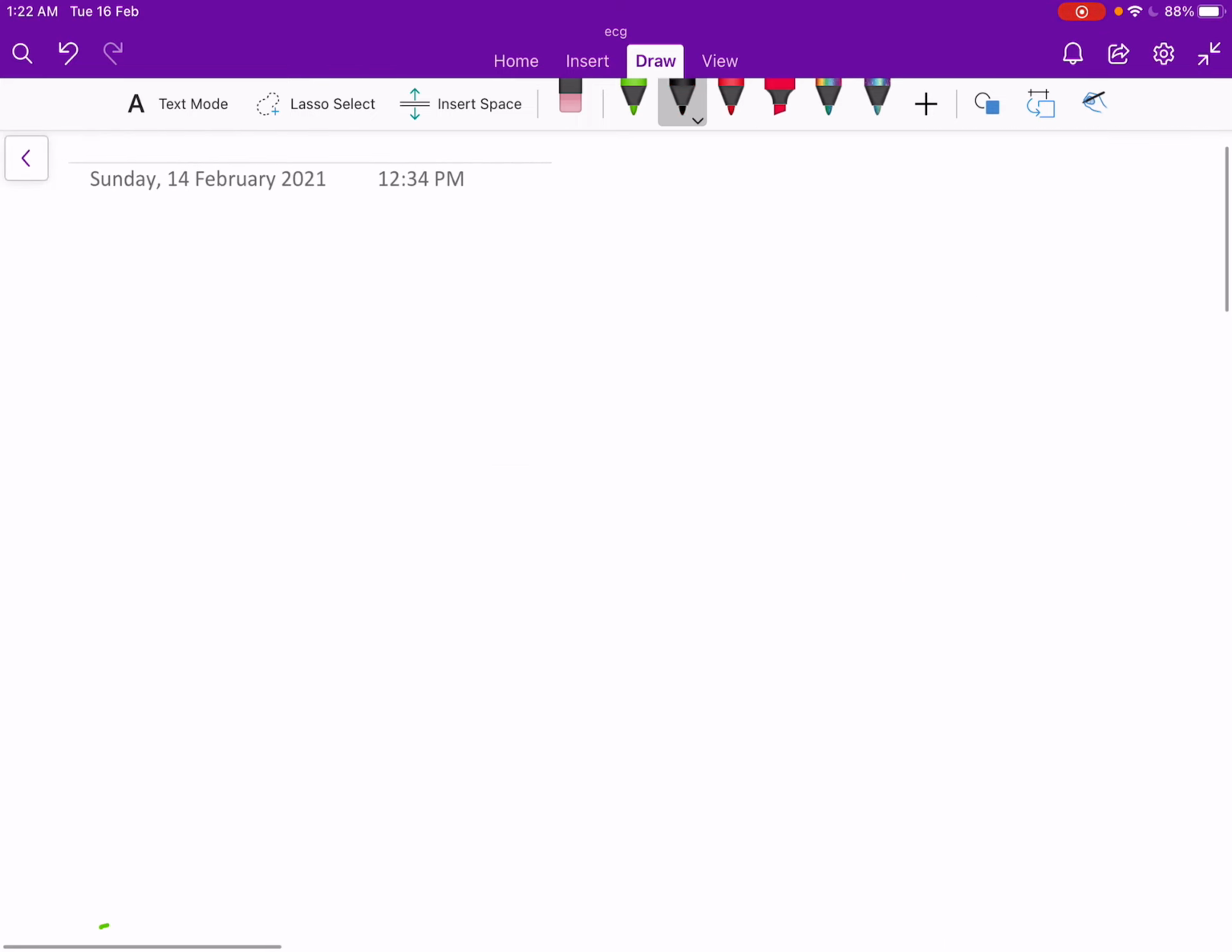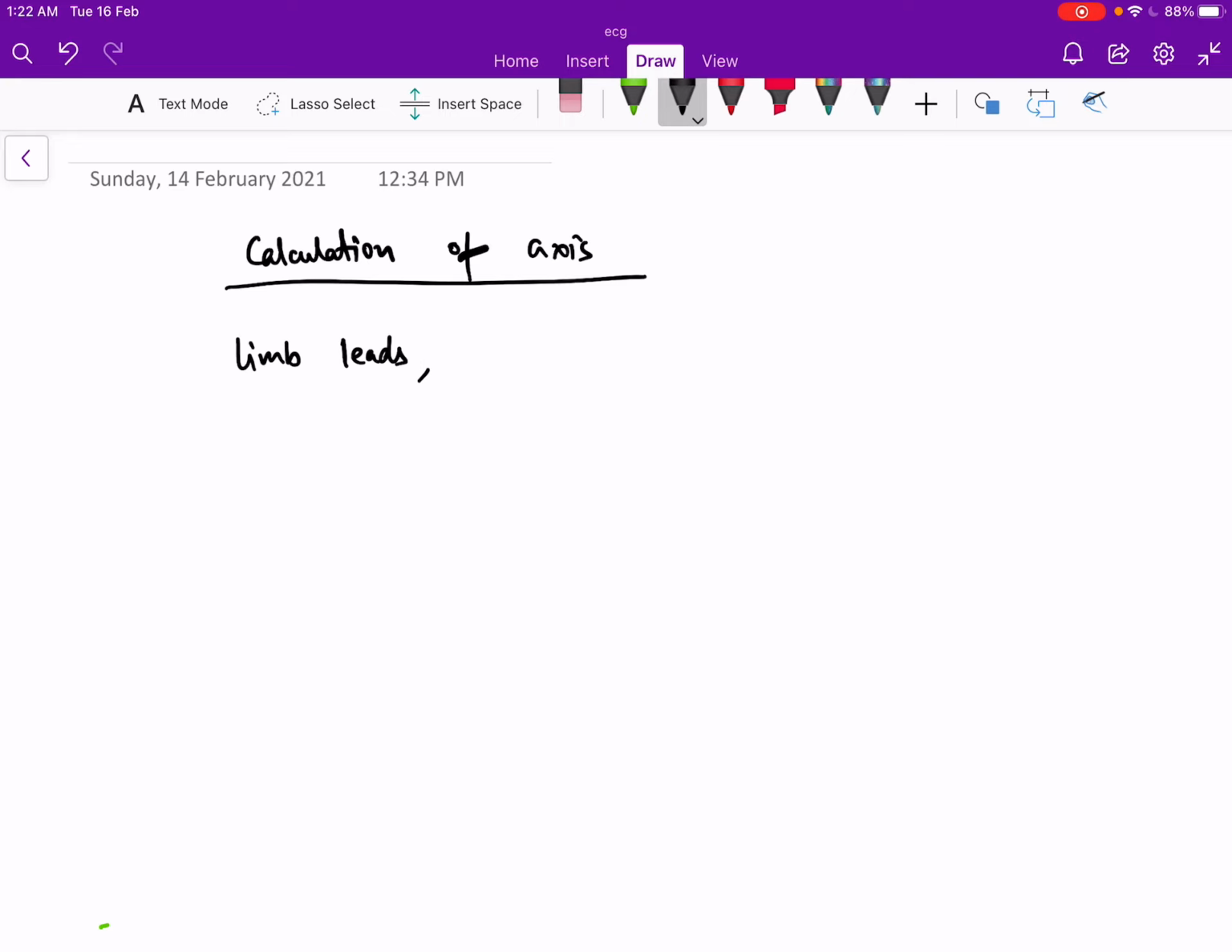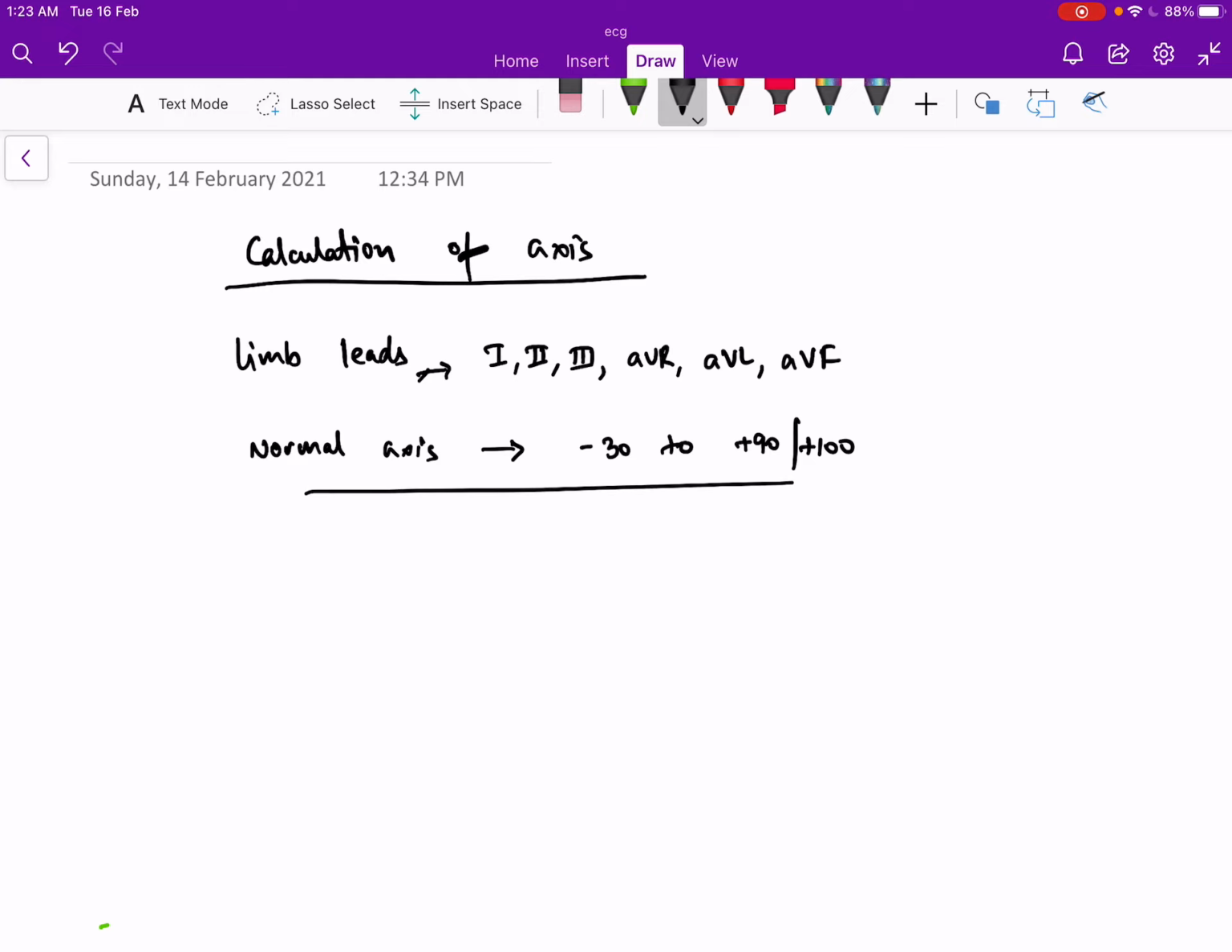So we'll be looking at the calculation of axis on ECG. To calculate the axis of ECG, we should focus on limb leads, which are our leads 1, 2, 3, AVR, AVL, and AVF. The normal axis of the heart lies from -30 to +90 or +100 according to various authors.